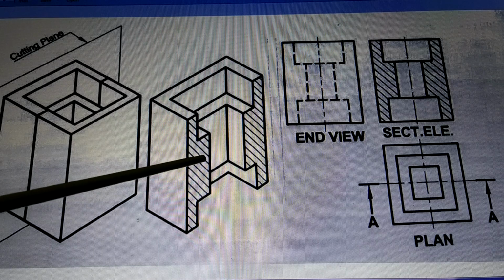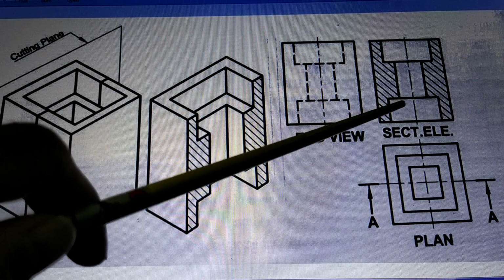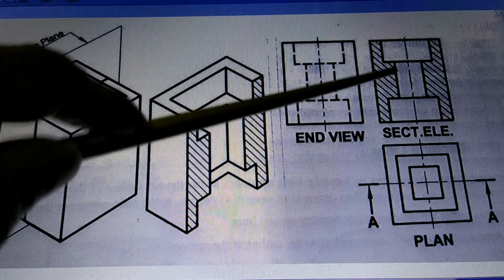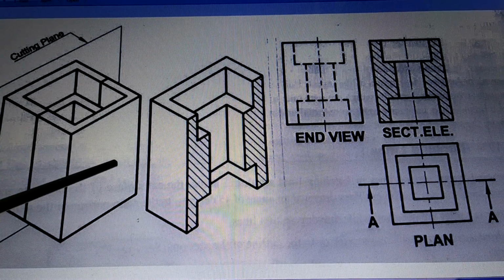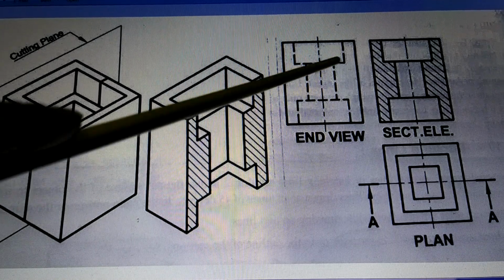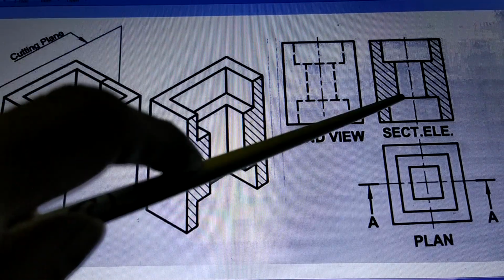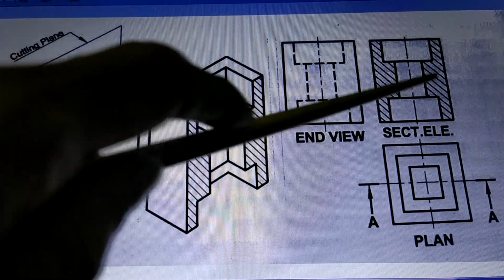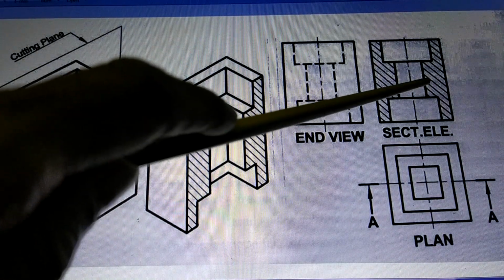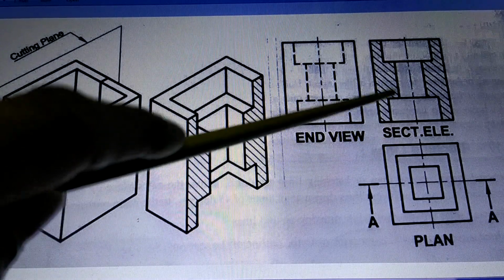So if you draw this object in section, look how it looks. This is the sectional front view. If it were not a section, we would have drawn this with a dotted line. In fact, for this object the side view and front view will be the same. Because it is in section, we draw these newly created surfaces, shown by section lines, and this becomes the sectional front view. Elevation is also another name for front view.